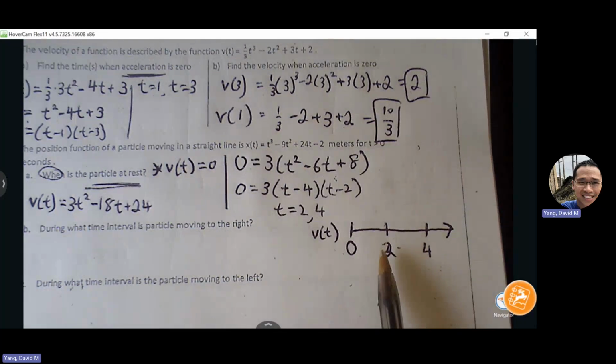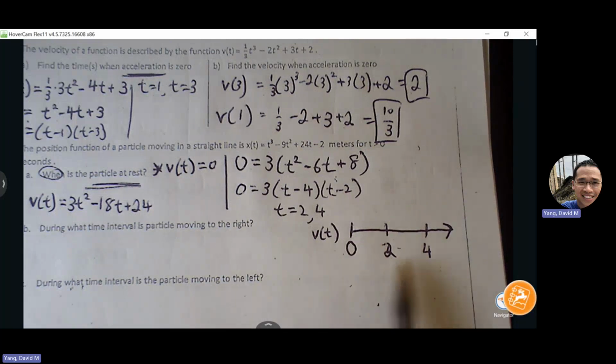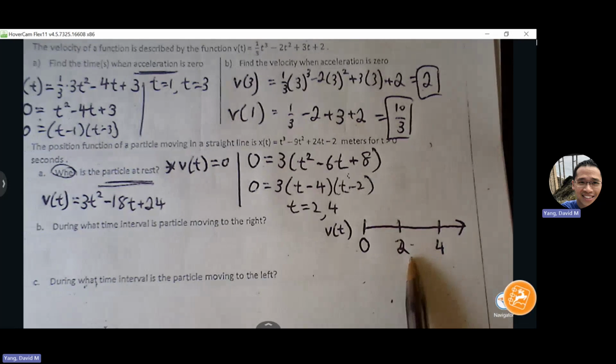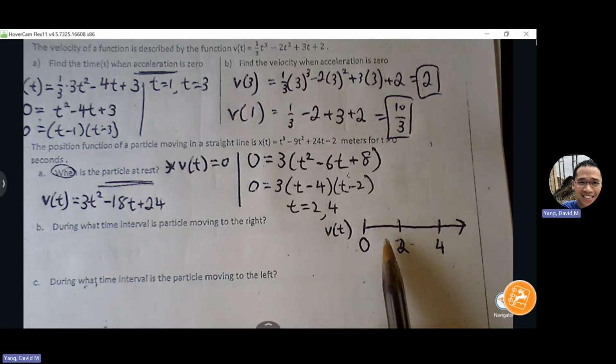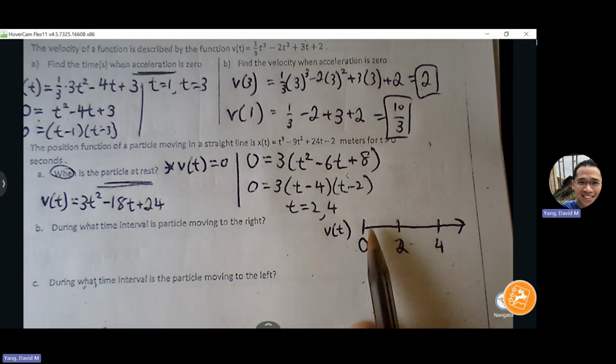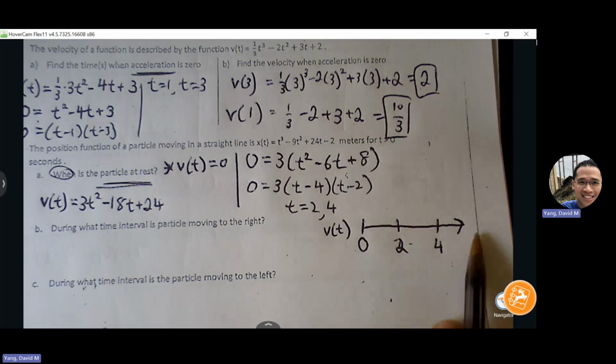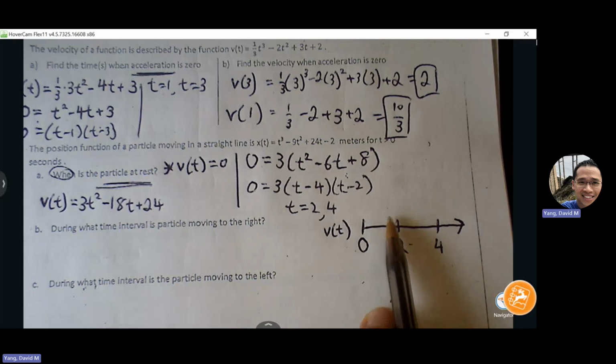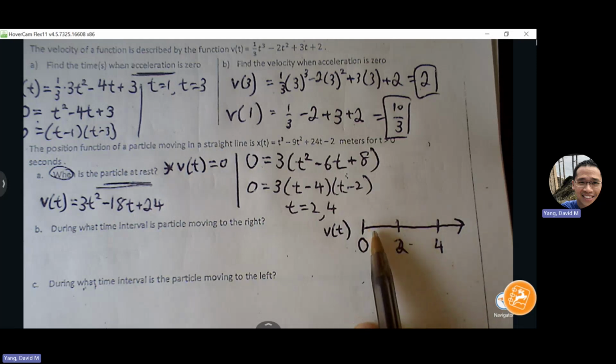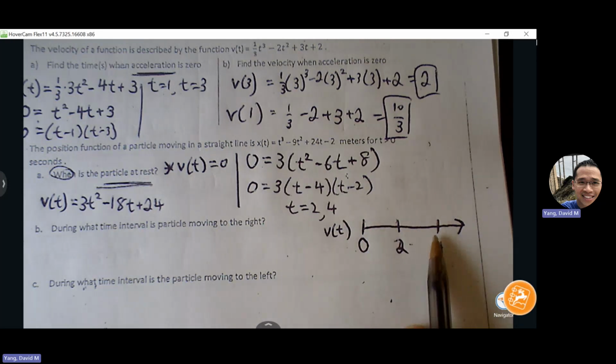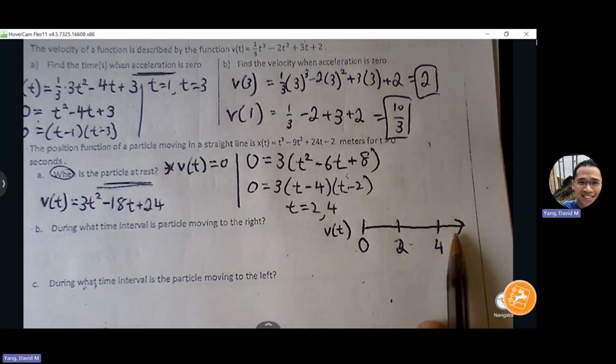So we know that 0 is a boundary. 2 and 4 are places where my object or my particle is at rest. So we know that there must be some motion going on in each of these 3 intervals. And also, there's going to be a consistent motion. From 0 to 2, it's only going to go in the same direction. And 2 to 4, it'll only go in the same direction. And from 4 to infinity, just go in the same direction.